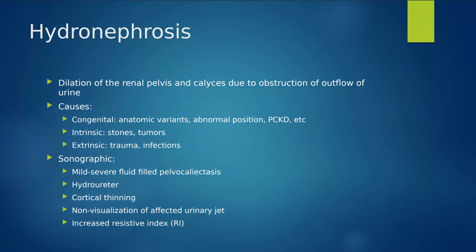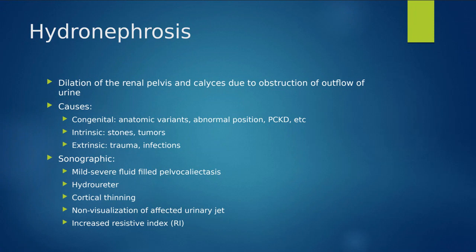On ultrasound, we are going to see that dilation of the pelvis and the kidney. So we're going to see mild to severe fluid-filled pelvocalyectasis. That's what we call it, the dilation of the pelvis and the calyces. We're going to see hydroureter. We're going to see cortical thinning depending on how long the patient has had hydronephrosis for. We're going to see non-visualization of that sided jet in the bladder. And then we are going to see an increased resistive index. That is known as our RI.